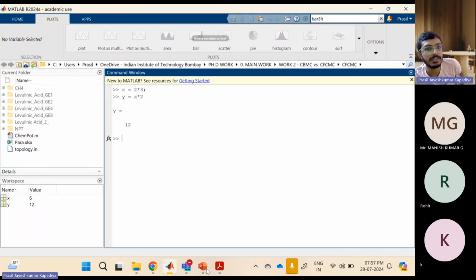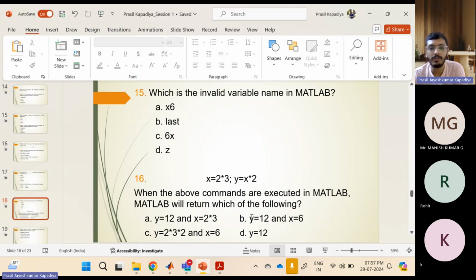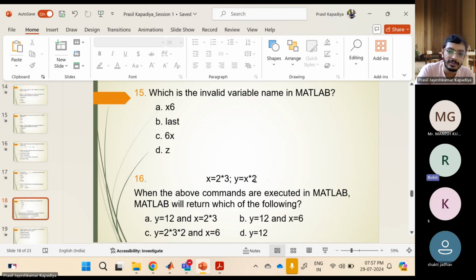So what will it print? It will just print the value of y. As x is equal to 6, y will be 6 into 2, which is 12. Correct. So it will only print y is equal to 12, because there is no semicolon present after y is equal to x into 2. Is this correct? Did you understand? Yes.